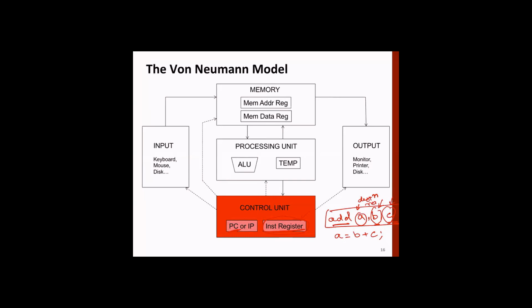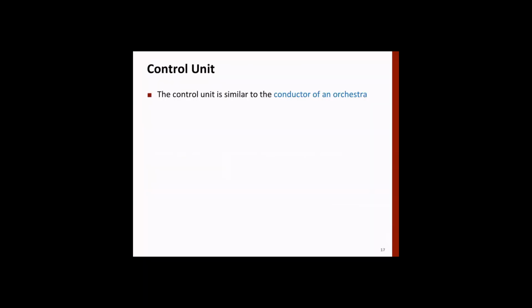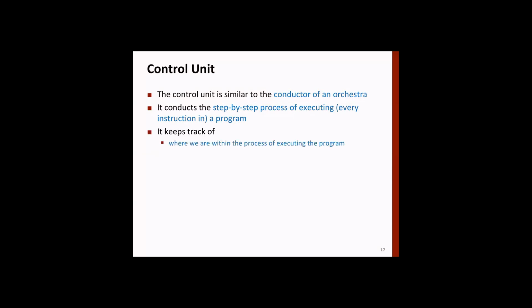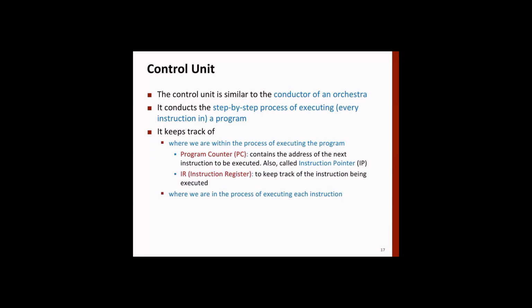So it conducts the step-by-step process of executing every instruction in the program. It will take one instruction and execute it, and in order to execute it, it has to enable certain gates and make sure the data movement happens over the data path. So it keeps track of where we are within the process of executing the program, meaning what instruction we are on. And the second important thing is where we are in the process of execution of each instruction.